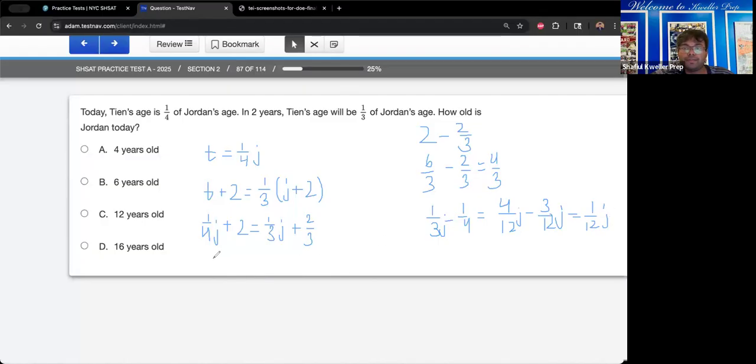So this is 1/12 J is equal to 4/3. Multiply 12 on both sides to solve for J. Then you'll get that J is equal to 16. So how old is Jordan today? Jordan today is 16 years old. The answer should just be D. And that's a lot of work, so I'll keep it up.